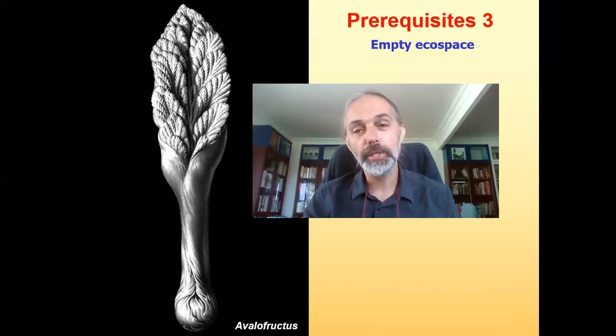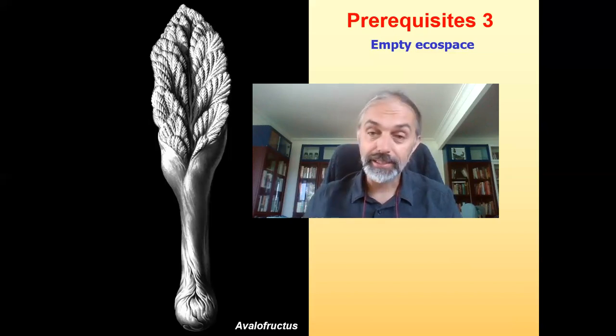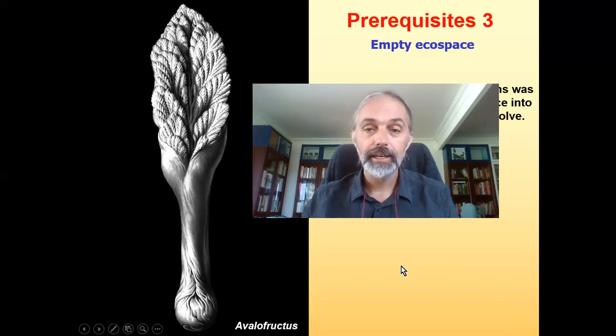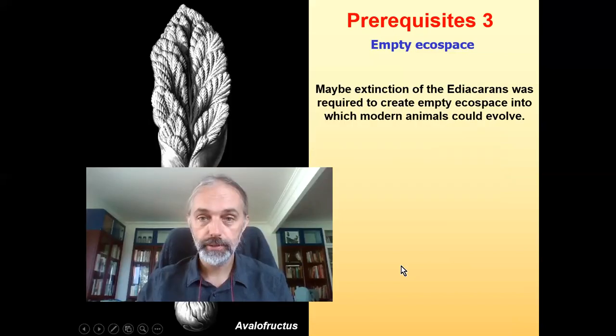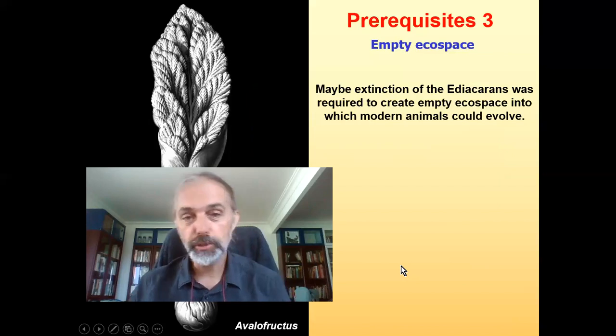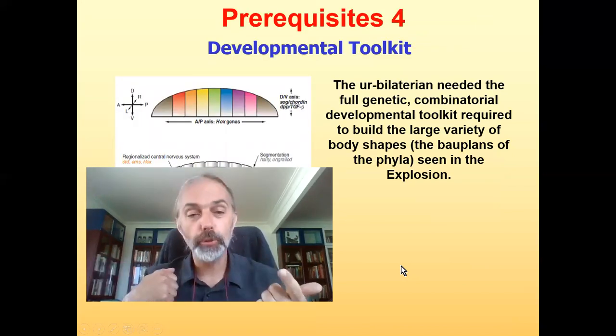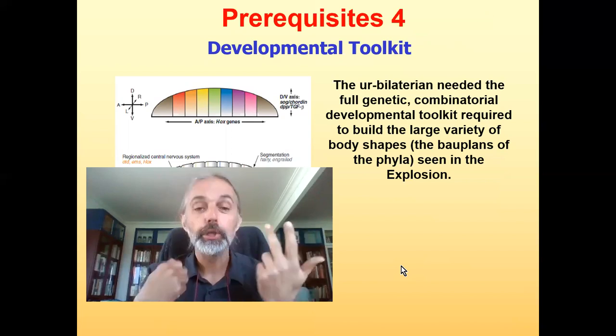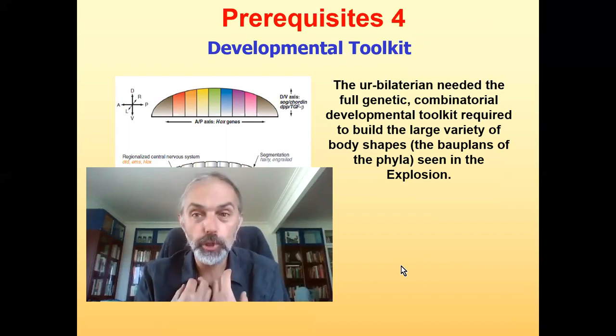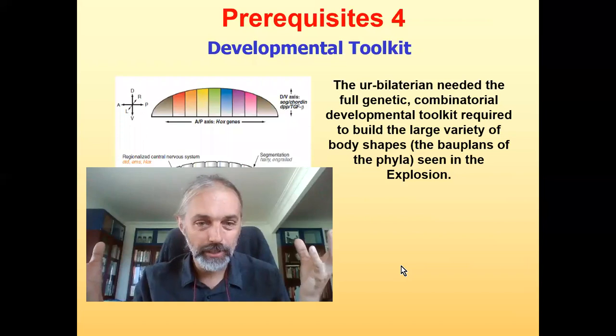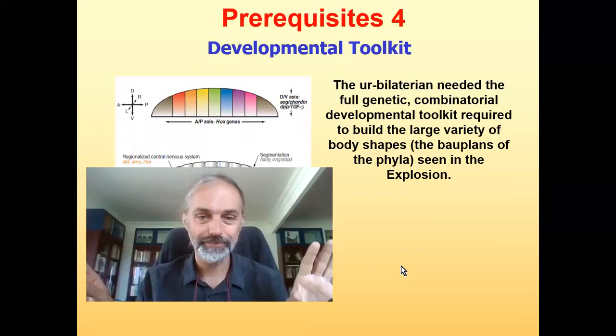Prerequisite number 4 is more complex, and I will talk about that in the next video. It is the emergence of a developmental toolkit. It's not enough to have oxygen and food and empty ecospace. You also need to have the evolution to become complex and large and make use of all of that.